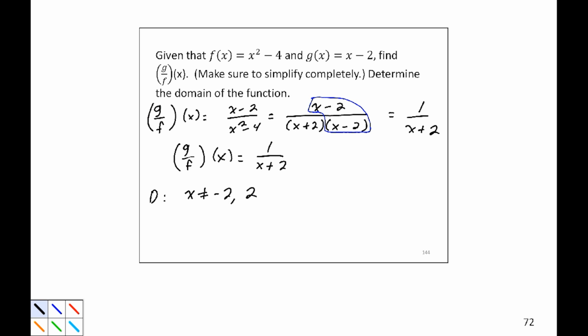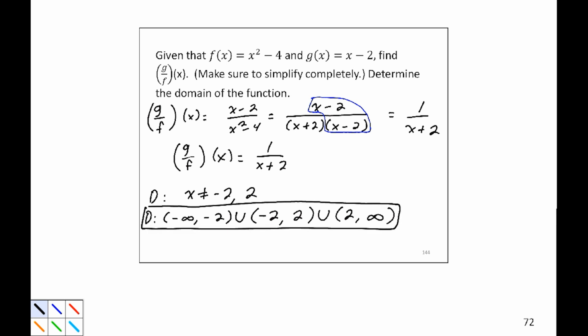In interval notation, that would be minus infinity to negative 2, close parentheses, union, open parentheses, minus 2, comma, positive 2, close parentheses, union, open parentheses, 2, comma, infinity, close parentheses. All parentheses because we definitely never include infinity, but we are not including negative 2 or positive 2. So this is our domain in interval notation, and this is our function.